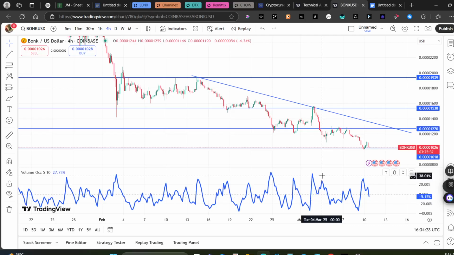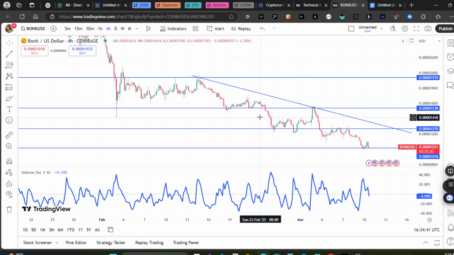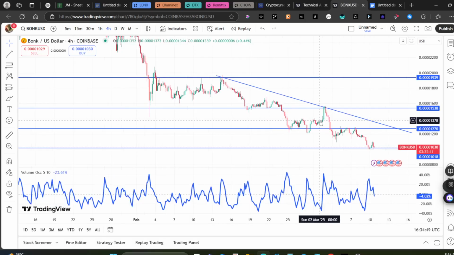Now a pro tip: always combine the volume oscillator with price action, and support and resistance levels. You can also combine it with other indicators, like the RSI, the moving averages, or whatever indicator that you prefer using, to get confluence and confirmations for better accuracy, basically.